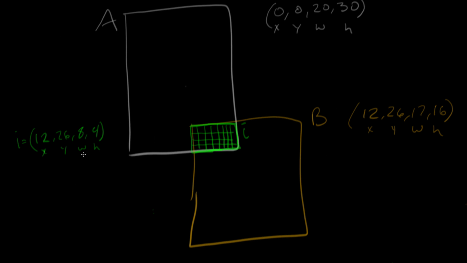So the intersecting rectangle is here. It starts at 12 and 26, and it goes 8 pixels wide and 4 pixels high. So we need to loop through every pixel in I and get them in B and A's space. So what we need to do is check the intersecting rectangle's X, Y. So X, Y, that will be 12, 26.